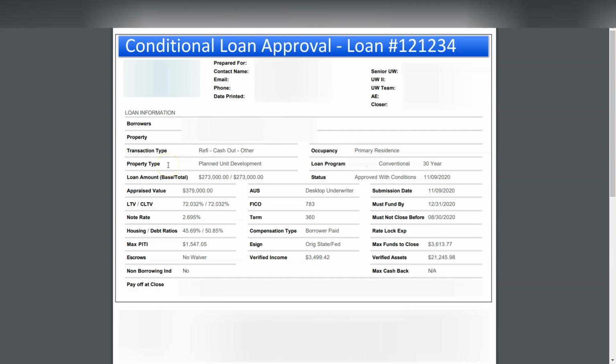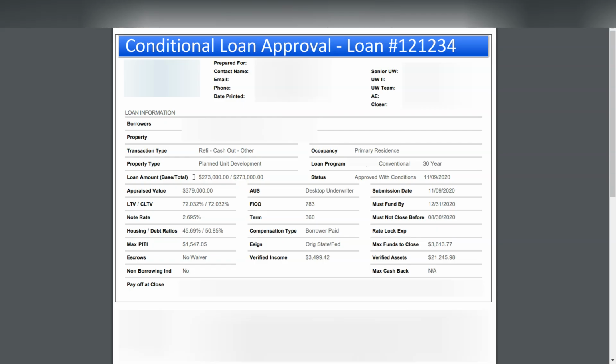Below that, it says property type, planned unit development, which is also known as PUD. And all that basically means is that this is a single family residence that does have a homeowners association payment. So they do make homeowners association payments, which are also called HOA dues or HOA fees.